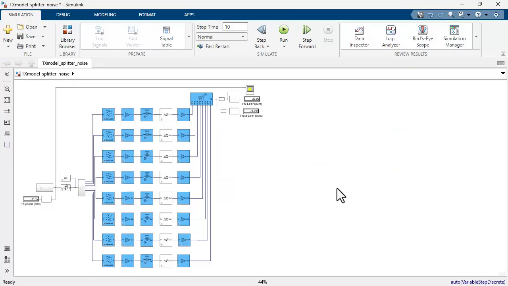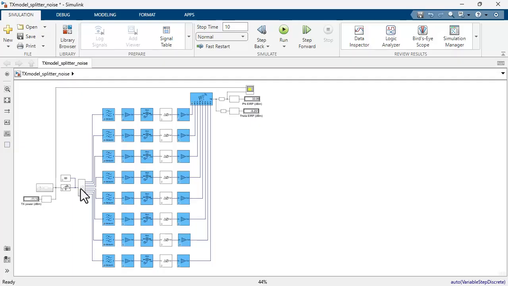We generated the model from the budget, we copied the chains 8 times, and we connected it together with the Wilkinson splitter as well as our antenna array. We can now perform simulation using a modulated signal.